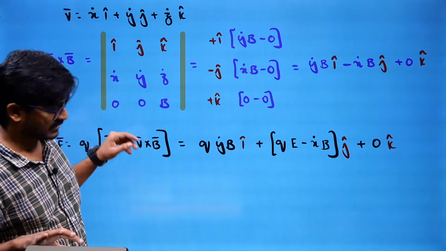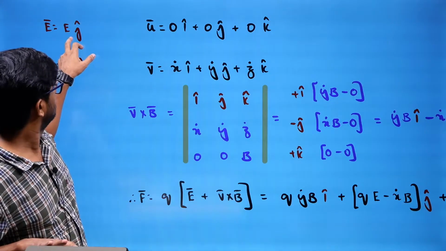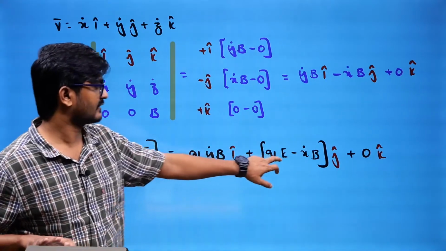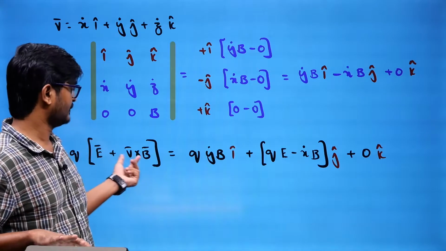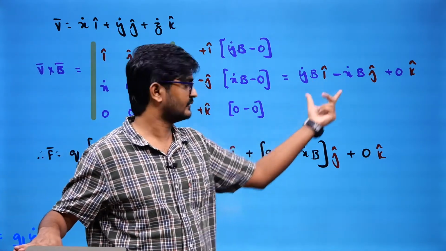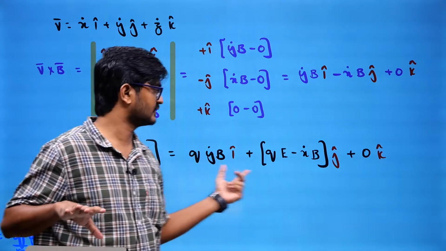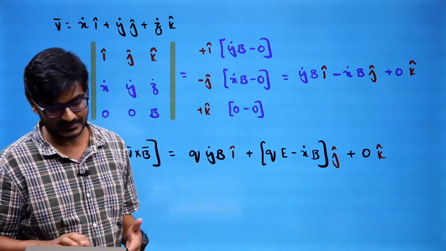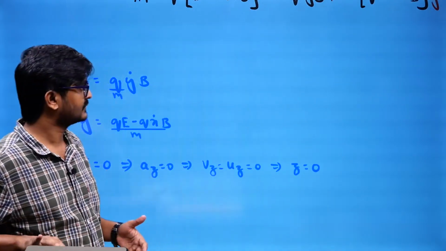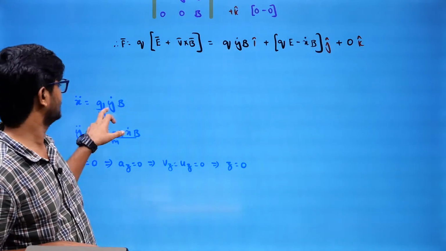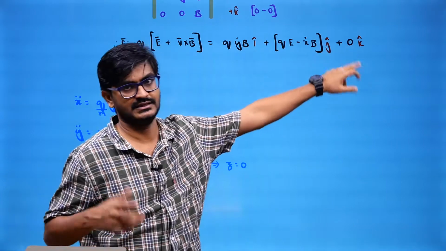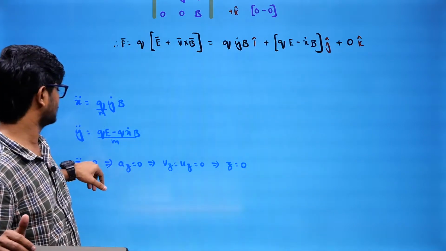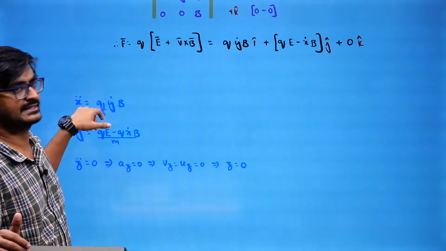E bar is already known here, so q into e bar will play a role only in the j cap component, plus q into v bar cross b bar. So multiply this one with q and just add it here. So this is the net force. If you divide this with mass, you will be getting acceleration. If you divide this with mass, you will be getting this much. If you divide this one with mass, anyway it will be 0 only. So acceleration along the z axis is 0, along the y axis is this much, along the x axis is this much.